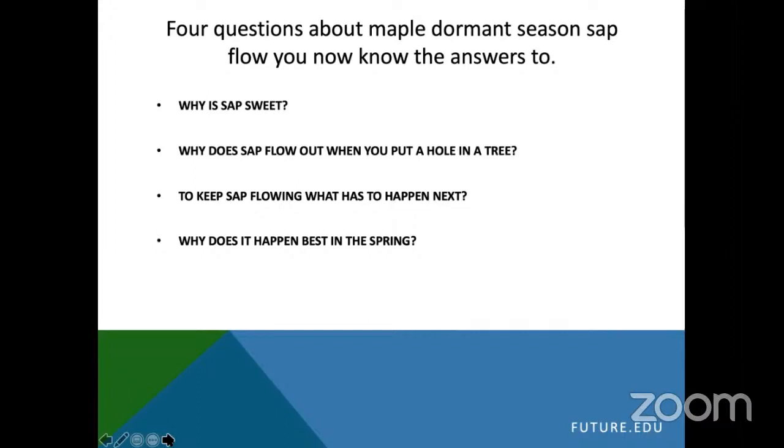And actually, the tree needs the sugars to grow new leaves. So there's another mechanism going on in here. It also needs those sugars to transport up its bole to grow its new crown in the spring. That takes energy.